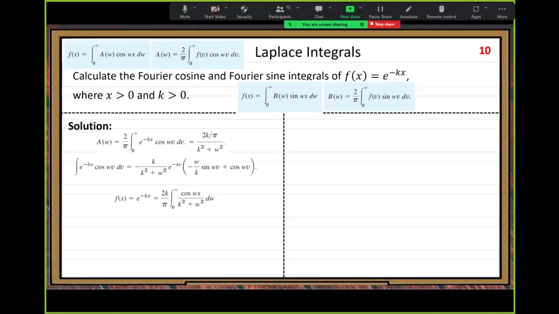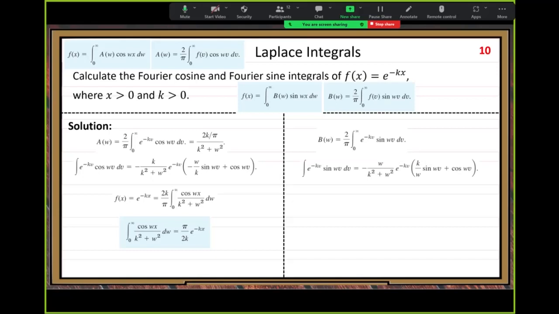Similarly, for the cosine, this is the cosine Fourier integral representation. Then let's move to this side. Sine Fourier integral representation, integration by parts. Here, this is the indefinite integral, this indefinite integral, before we evaluate at the two limit bounds.